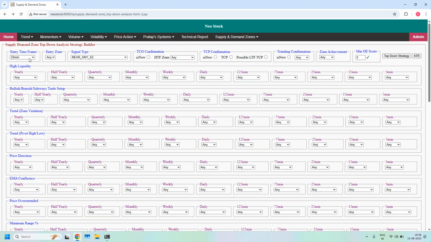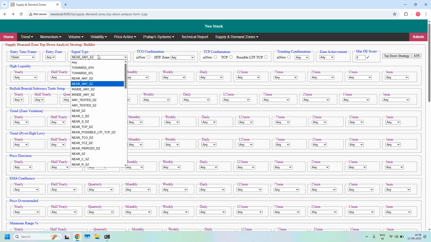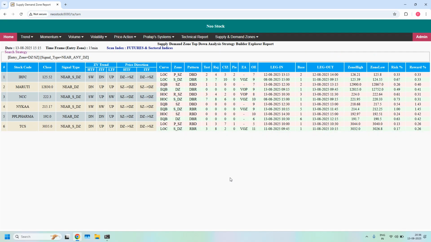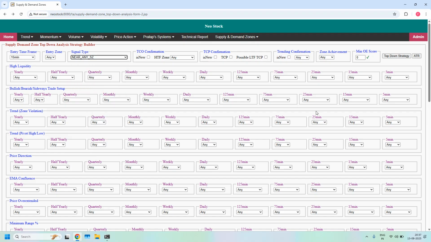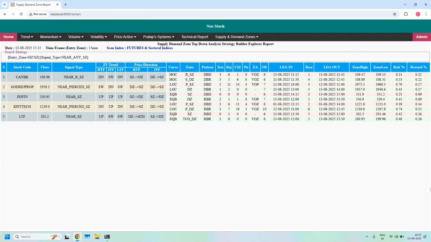Next time frame is 15 minutes. Stocks near to the 15 minutes demand zone. We got 6 stocks. Next, stocks near to the 15 minute supply zone. We got 5 stocks.